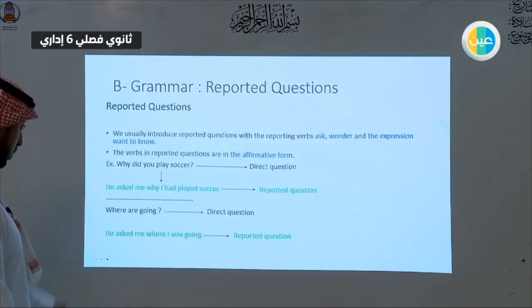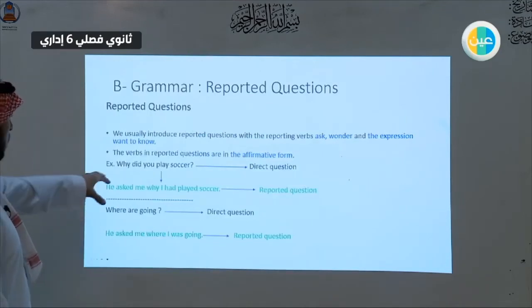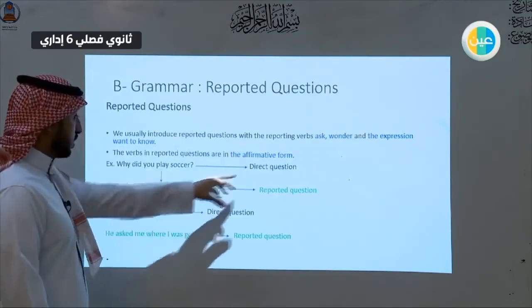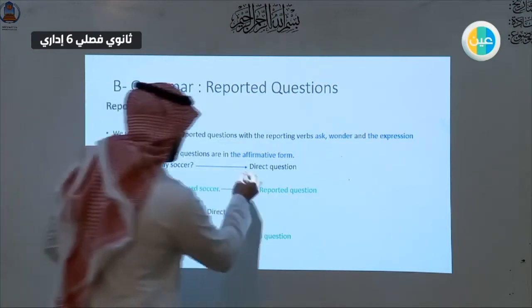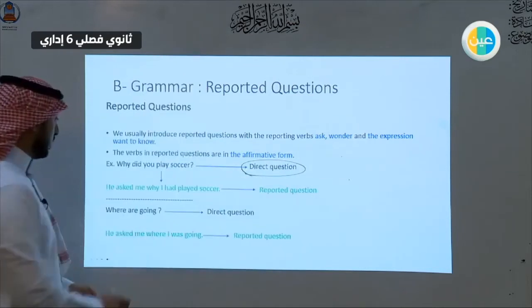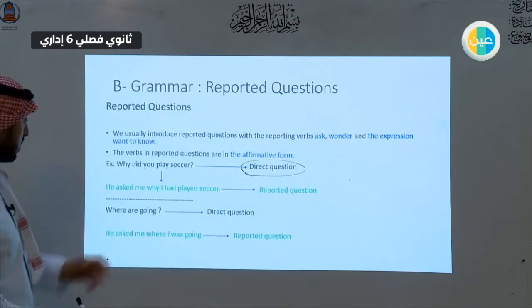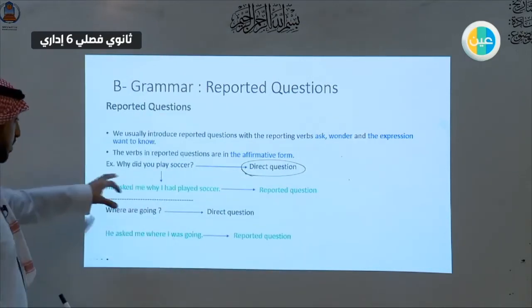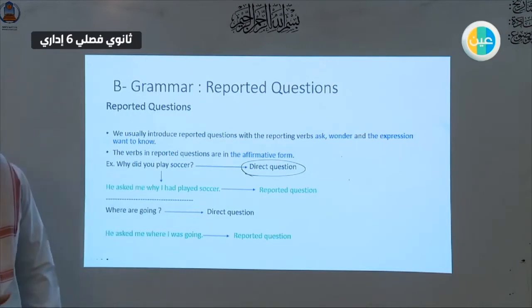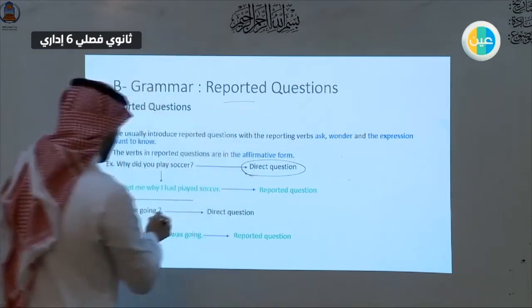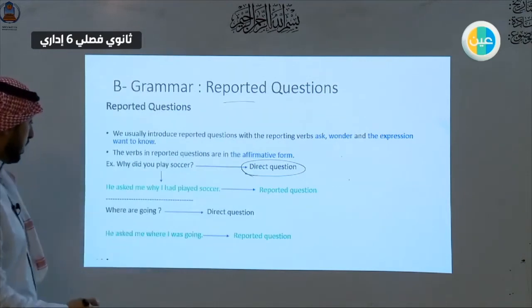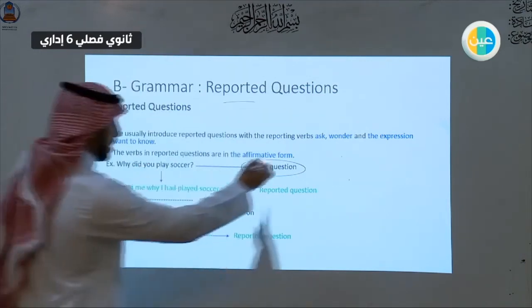For example, why did you play soccer? This is a direct question, in the past tense. هذه الجملة في الماضي البسيط. طيب نبغى نسوي الآن, we want to rewrite the question using the reported question. So نبغى نسوي report للجملة هذه. كيف راح تكون معنا؟ So we use ask.